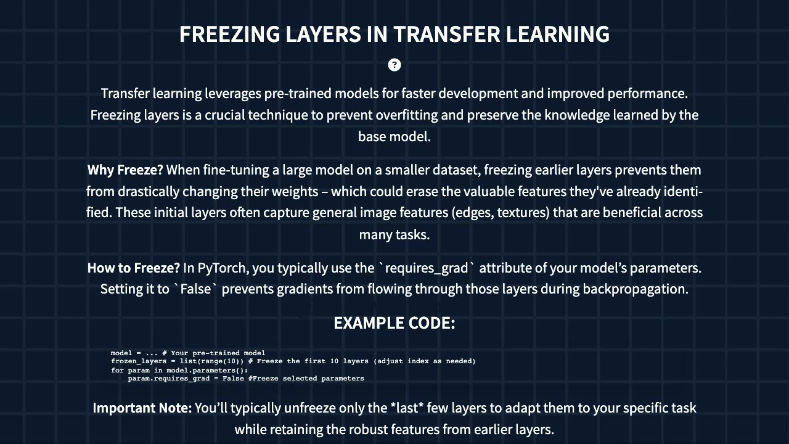We keep the initial parts of the network, the ones that recognize basic stuff like edges and textures, untouched. Then we only adjust the later layers to specialize for your specific problem. In PyTorch, you can control this with requires_grad. Simply setting it to false on certain parameters tells PyTorch not to calculate gradients through those layers during training. Usually, you'd freeze most of the earlier layers and just fine-tune a few at the end.